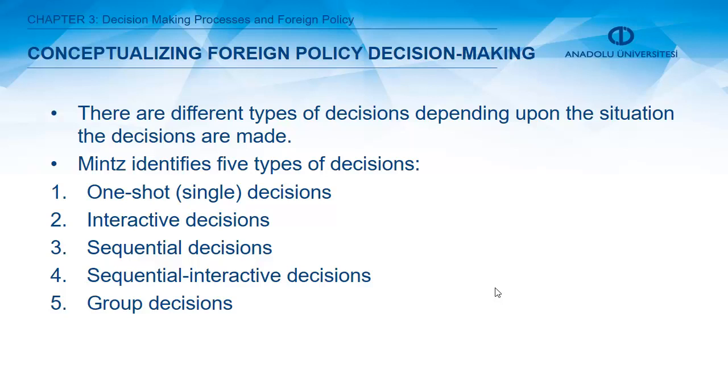Now, there are different types of decisions depending upon the situations. Alex Mintz identified, for example, 5 types of decisions. There are other categorizations as well, which we will discuss after this categorization of Mintz. Now, there are one-shot, single decisions. Single one-shot decisions are rare in foreign policy decision-making because decisions related to foreign policy are interrelated with other decisions. They are sequential in general.